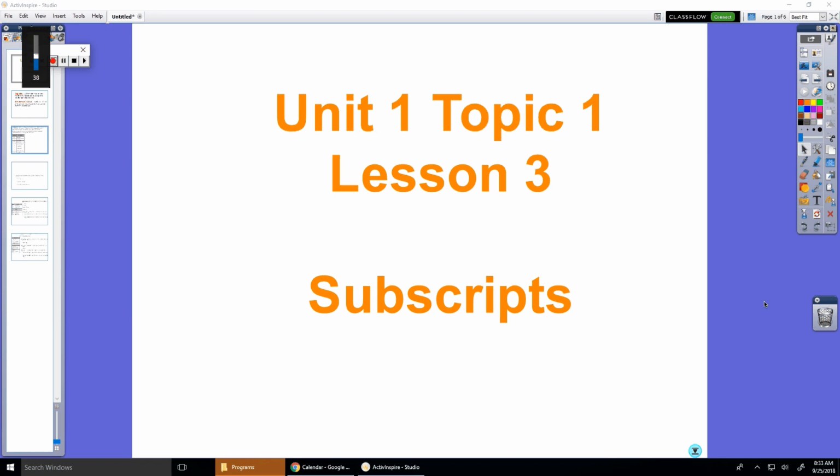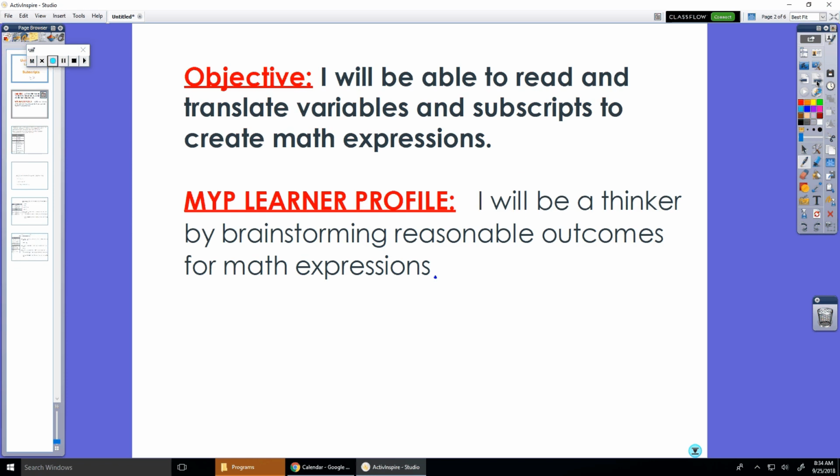So today's lesson is going to be on subscripts, and we're going to be on page 38 of your packets. So the objective for today is I will be able to read and translate variables and subscripts to create math expressions. The learner profile for today is to be a thinker by brainstorming reasonable outcomes for math expressions.